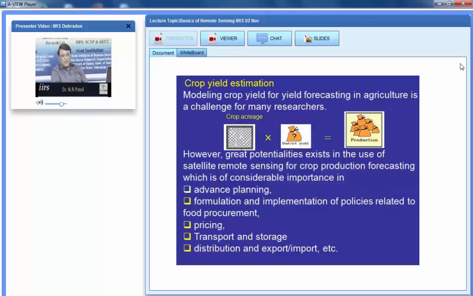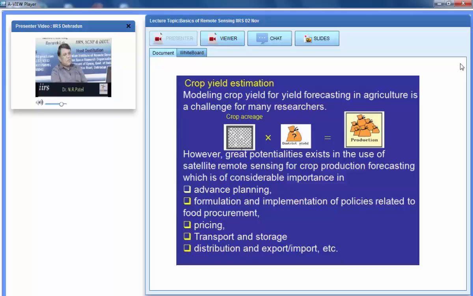One of them is advanced planning. Suppose we are making a production estimate which is available well in advance. We can have contingency measures if a shortfall in production is forecasted due to different kinds of extreme events or drought. We can plan contingency measures for improving productivity. Another is planning with respect to the formulation and implementation of policies related to food procurement.